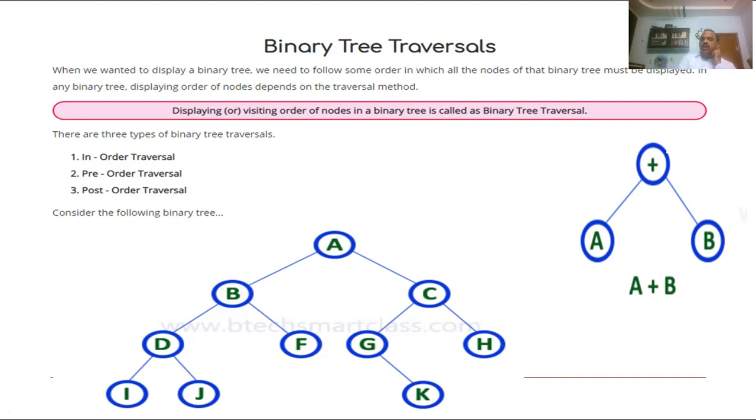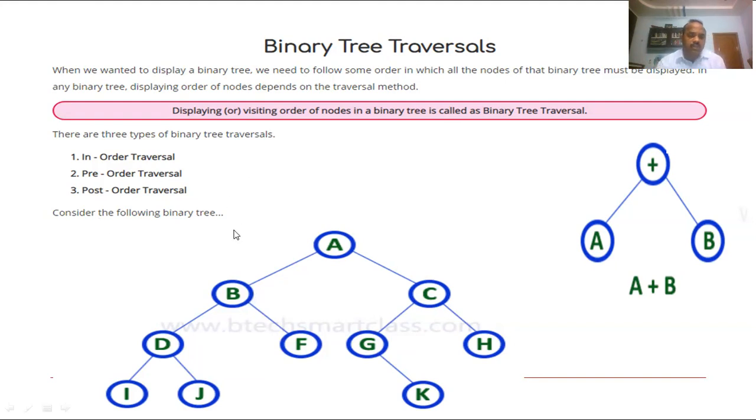In this example, what is an in-order traversal? What is the principle? Left, root, right. First process the left subtree, then process the root, and then process the right subtree. Clear?